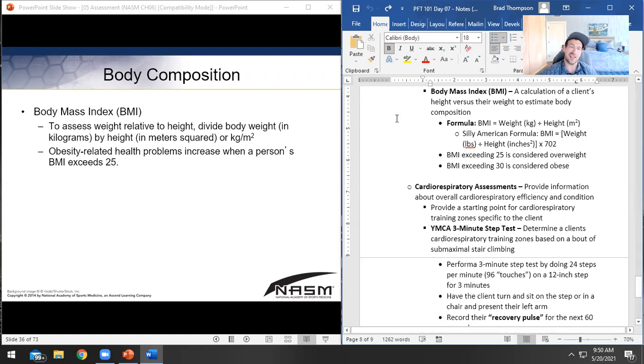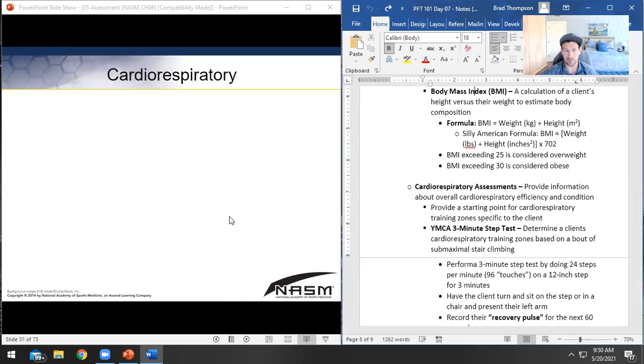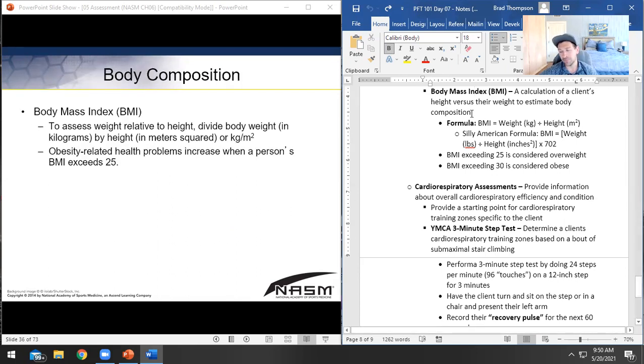And I always like to say this, but when Arnold Schwarzenegger won the contest for the most in-shape person in the universe, he was literally considered morbidly obese. His BMI was about 31, I think. So this is just a calculation of your weight versus your height. I don't put too much stock in this, but this is the formula you need to have memorized: it is your weight in kilograms divided by your height in meters squared.